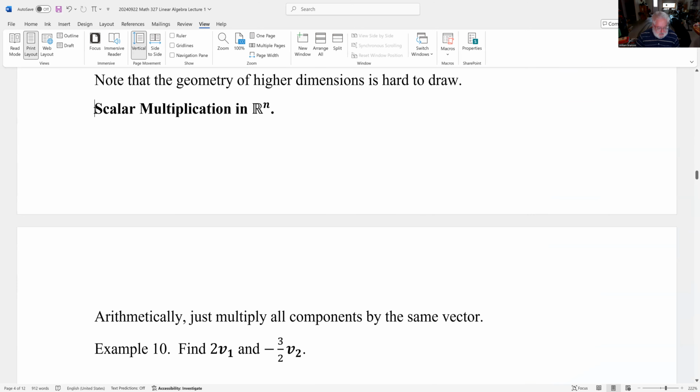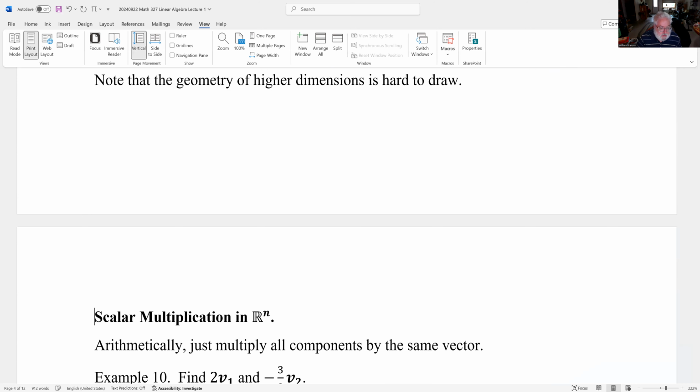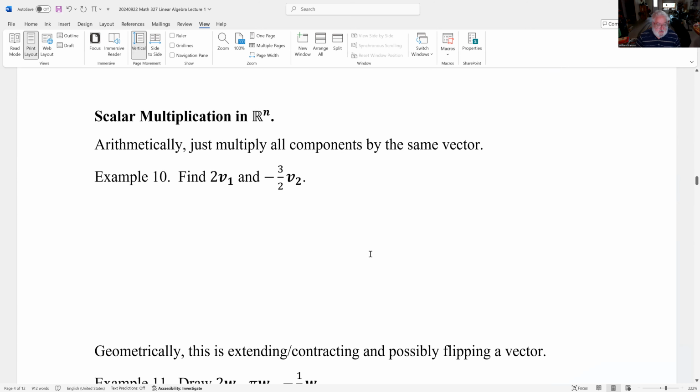Okay, scalar multiplication in Rn. Here we just multiply all the components by the same scalar, so 2 times V1, which is 2, minus 1, 3. 2 times 2 is 4. 2 times minus 1 is minus 2. 2 times 3 is 6.